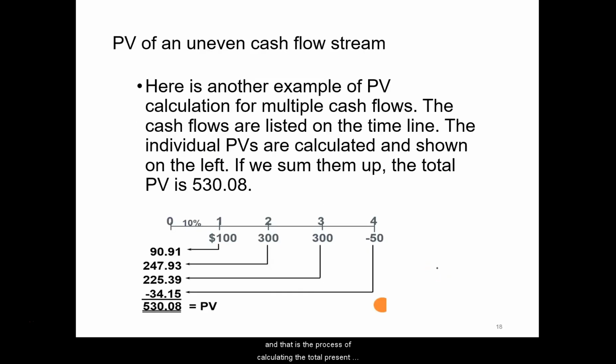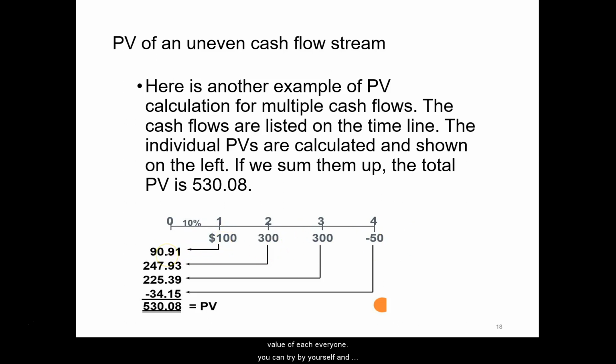Here is another example. On this timeline, you receive $100 at the end of year 1, $300 at the end of year 2, and another $300 at the end of year 3, and then you pay $50 at the end of year 4. So all these cash flows are recorded on this timeline. Some of them are positive, and some are negative. So to calculate the total present value of this whole thing, we calculate the present value of every one.